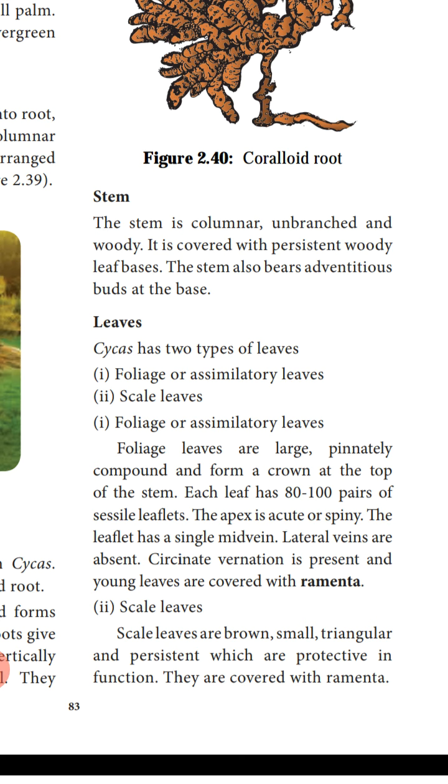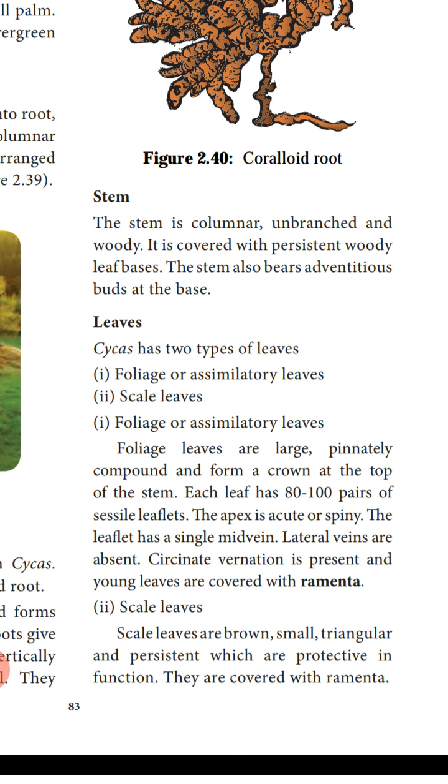The apex is acute or spiny, that is the tip of the leaf. The tip of the compound leaf is pointed, and that is called acute or spiny. The leaflet has a single midvein. Lateral veins are absent. So in each leaflet only one midvein is present, and the branching of the veins is absent.